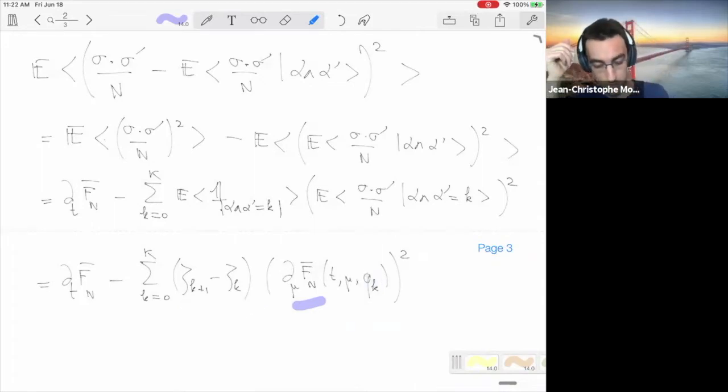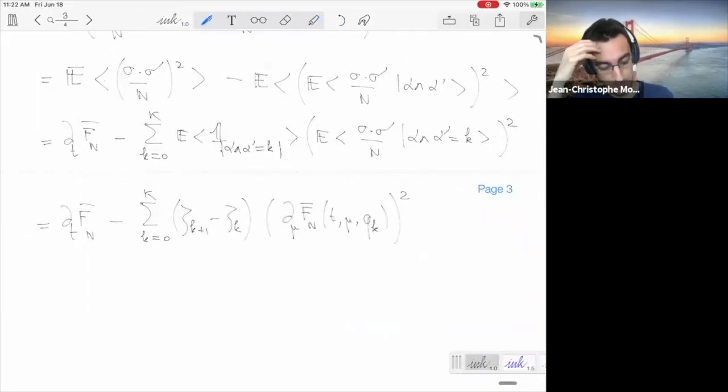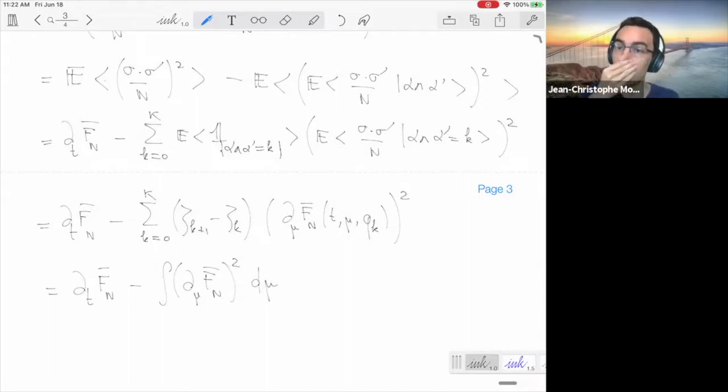Okay, so let me write this. So more compactly, I can write this as partial t fn bar minus integral of d mu, and I'm going to be using a little bit implicit notation. I'm going to just write it like this. I'm kind of dropping the argument. But we understand that this means d mu fn bar of t mu x, d mu of x.